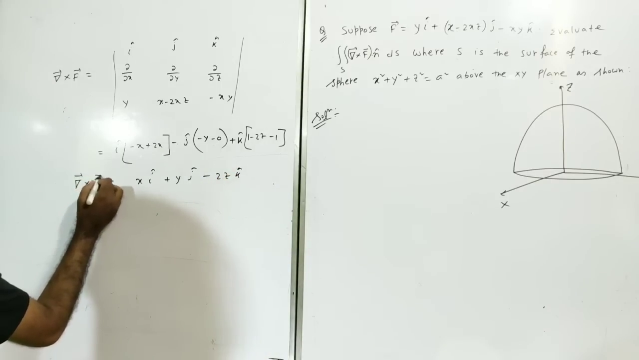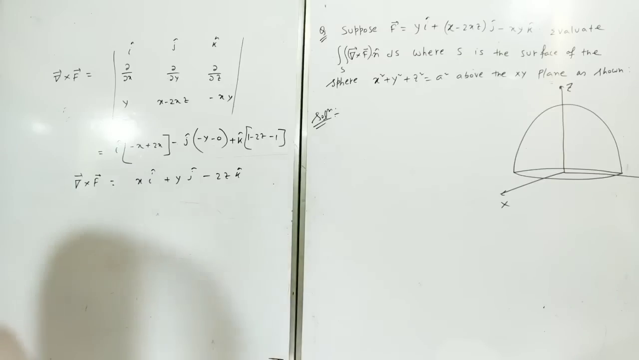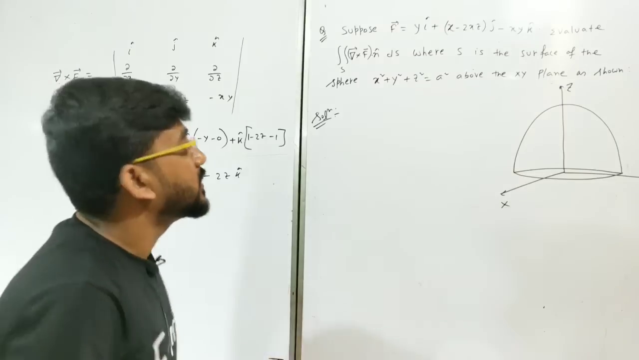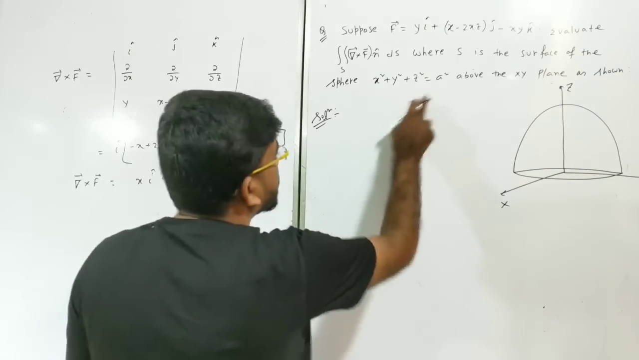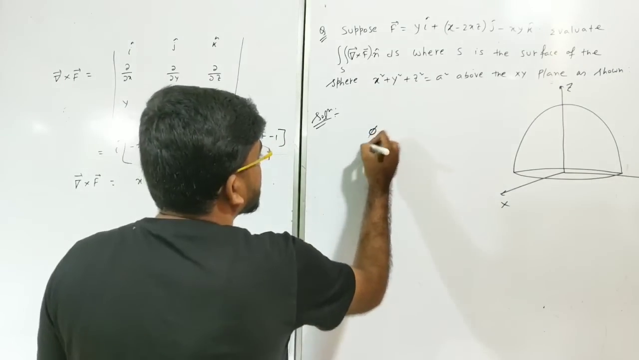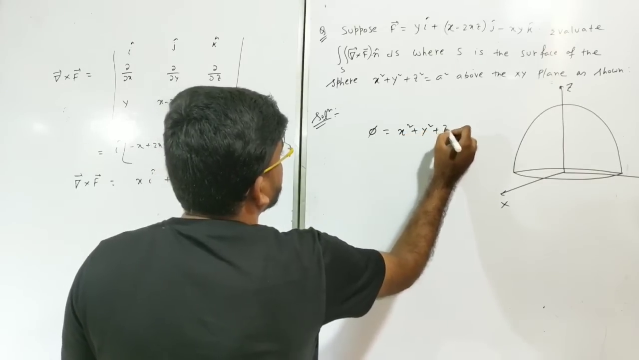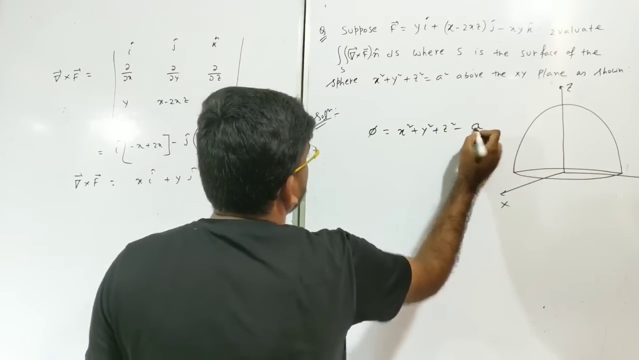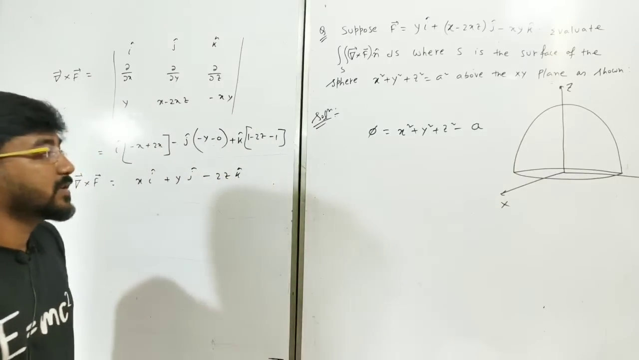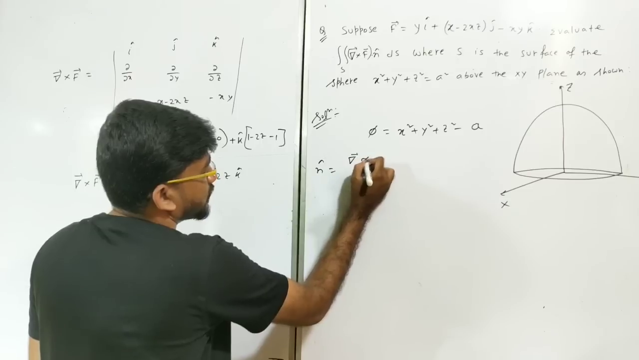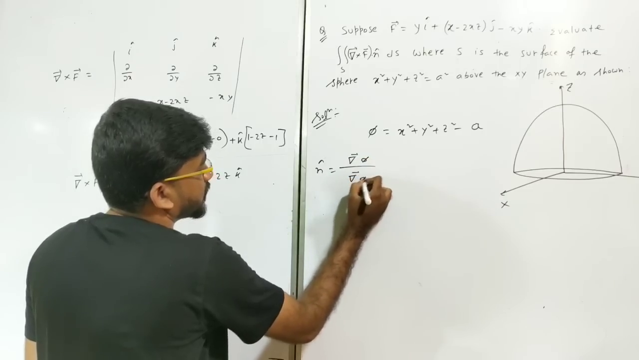So first we needed to find out curl F. Now we need n cap actually. So what is n cap? For n cap, let me choose the surface. The equation of the surface can be written as x square plus y square plus z square minus a square equals 0, and this is phi. Now what is n cap? You know n cap is nothing but grad phi divided by mod grad phi.